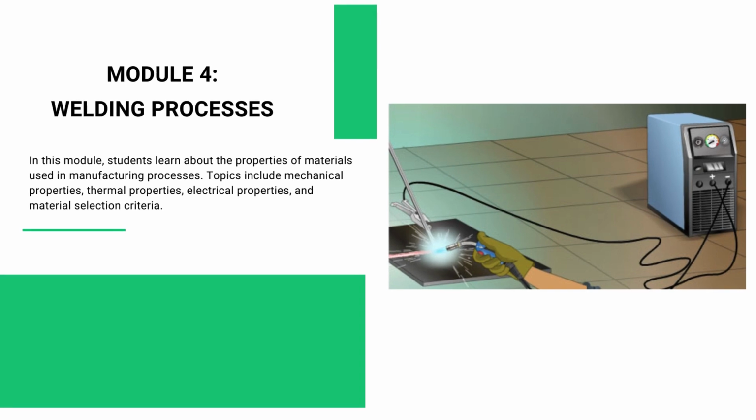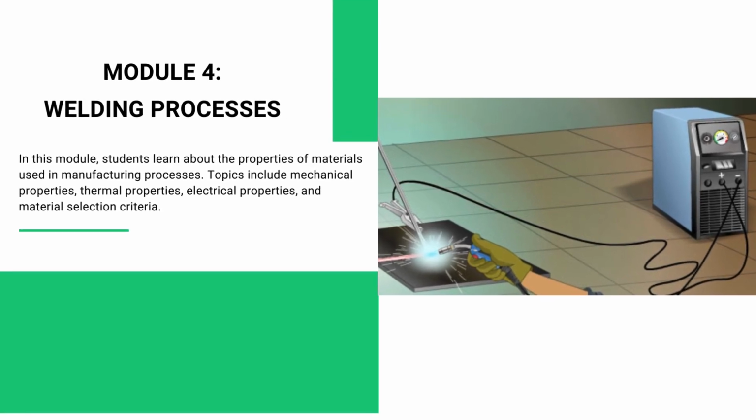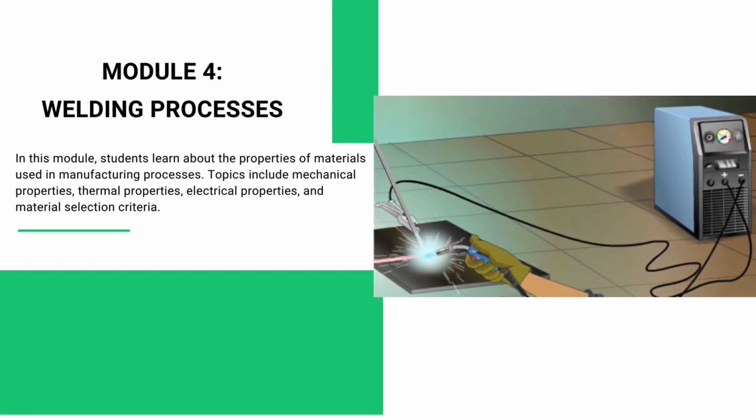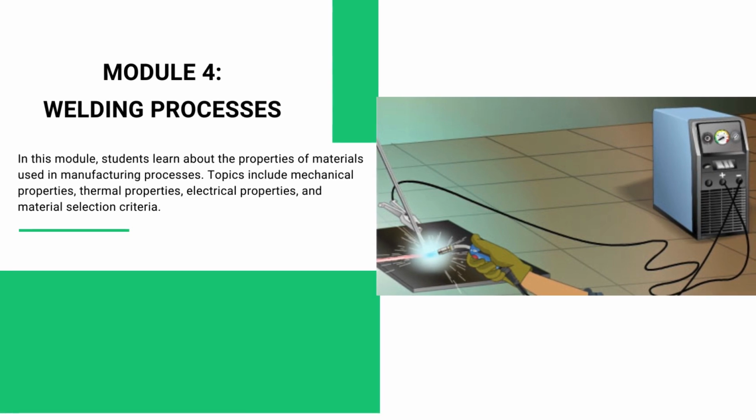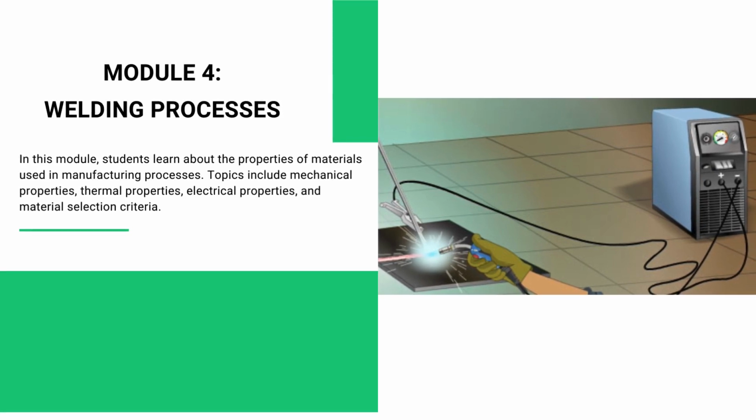Module 4. Welding processes. In this module, students learn about the properties of materials used in manufacturing processes. Topics include mechanical properties, thermal properties, electrical properties, and material selection criteria.